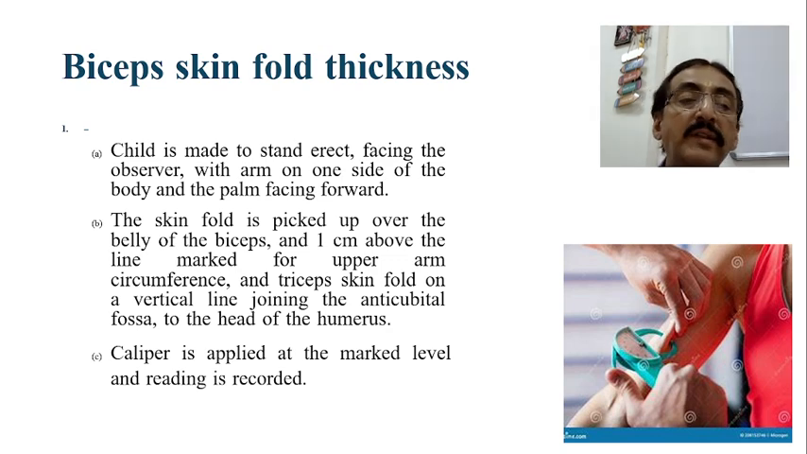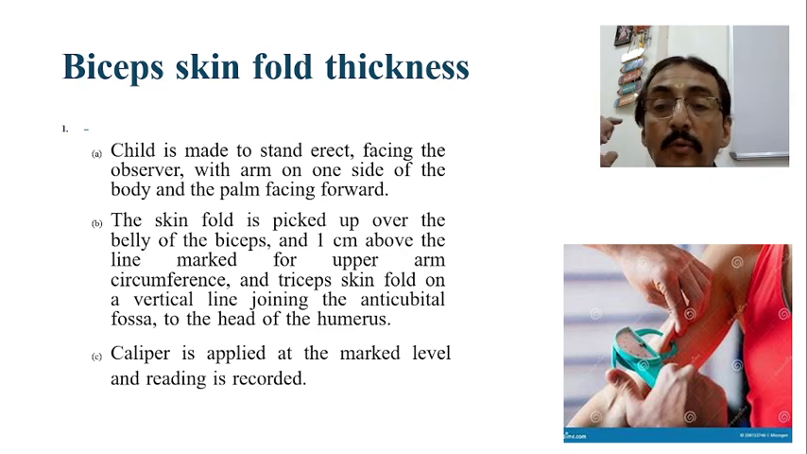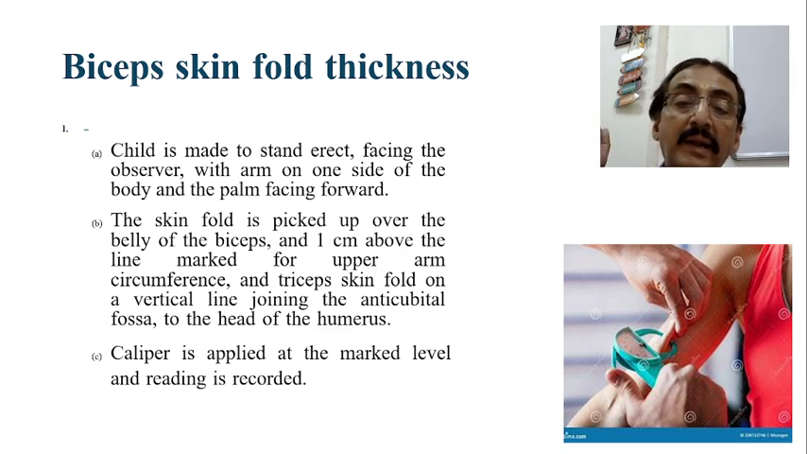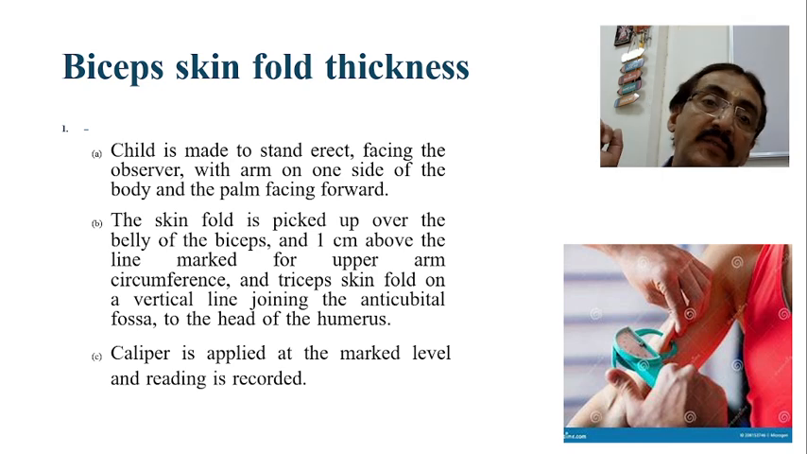Lastly, biceps skin fold thickness. The child is made to stand erect, facing the observer, with the arm at the side of the body and the palm facing upward. The skin fold is picked up over the belly of the biceps, 1 centimeter above the line marked for upper arm circumference and triceps skin fold, on a vertical line joining the antecubital fossa to the head of the humerus. The caliper is applied at the marked level and the reading is recorded.